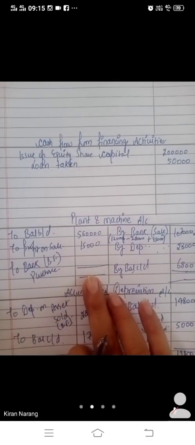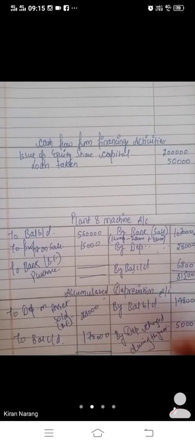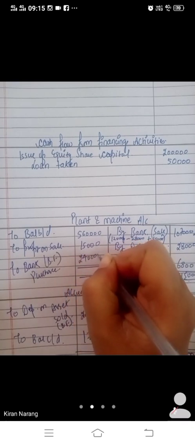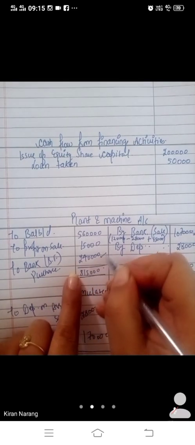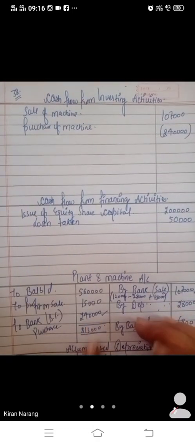Inflow of cash. Okay, bache. Then we have to calculate the purchase. We have to add these three items. The total of these three will become 8,15,000. And from this 8,15,000 we will deduct these two amounts and the balancing figure will be 2,40,000. This is our purchase balancing figure. Purchase of machine. Here we will write purchase of machine 2,40,000 and this is outflow of cash. So we will put it in bracket.